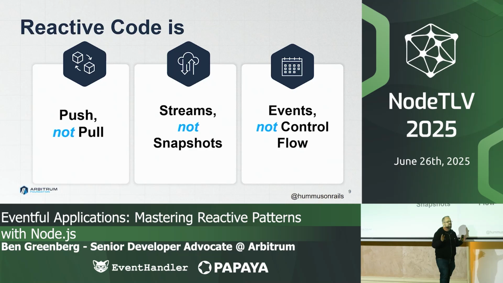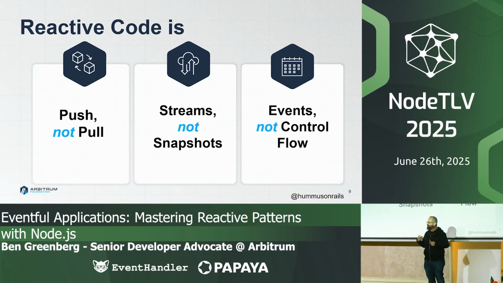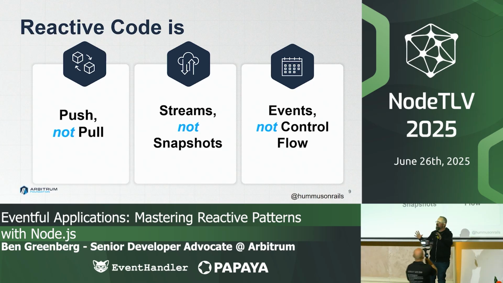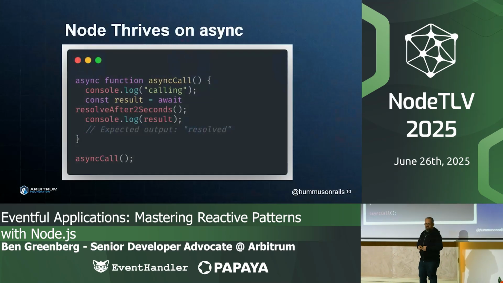Okay, so reactive code is about pushing data, not pulling data. It's about streams, not snapshots, and it's about events as your paradigm, not control flow. What does that all mean? That sounds lovely, but what does that actually turn into?